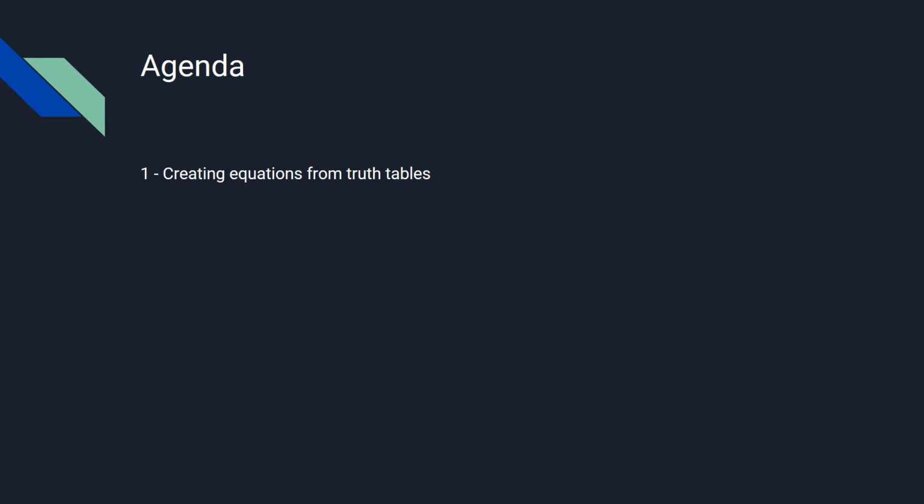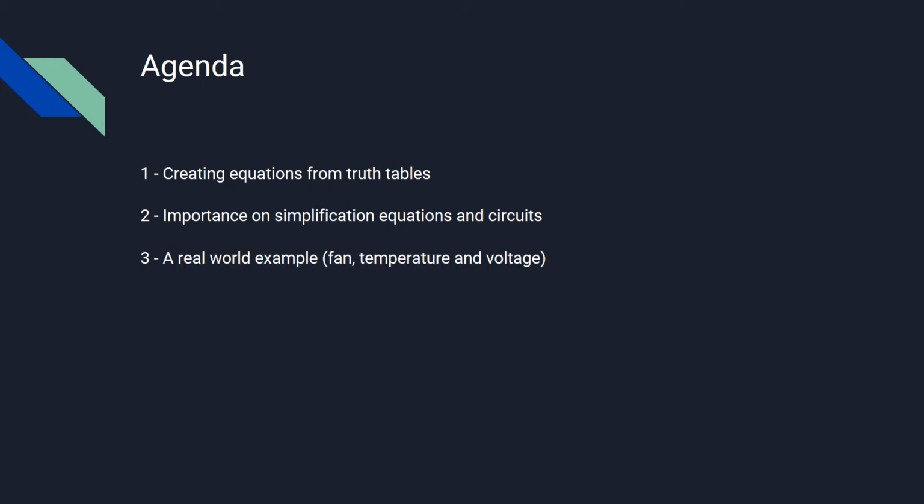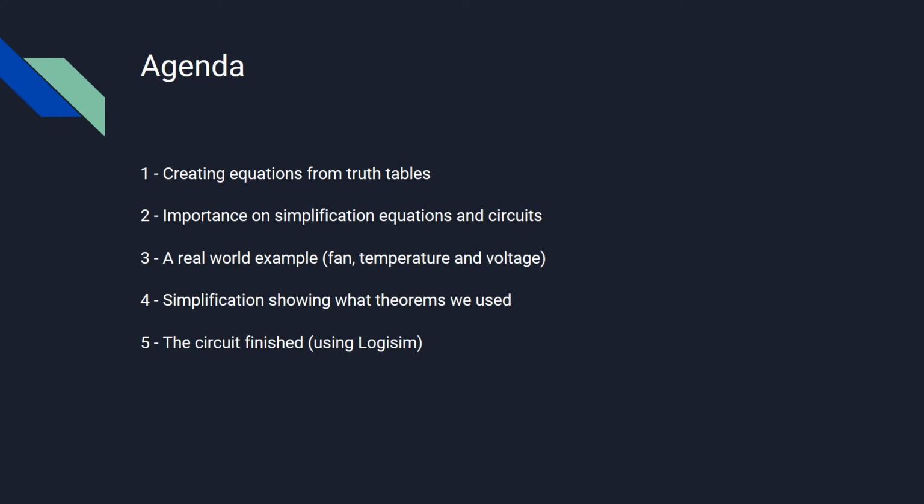This is a very important subject to allow designers to validate and optimize their circuits, and it will be presented by Derek. Next, Austin will discuss more about the importance of simplifying equations and circuits, and he will present a real-world example on how to apply theories to solve a real problem. Austin will then show the theorems and laws you use to simplify this lab circuit. And finally, Derek will present a finished circuit using LogicSim.